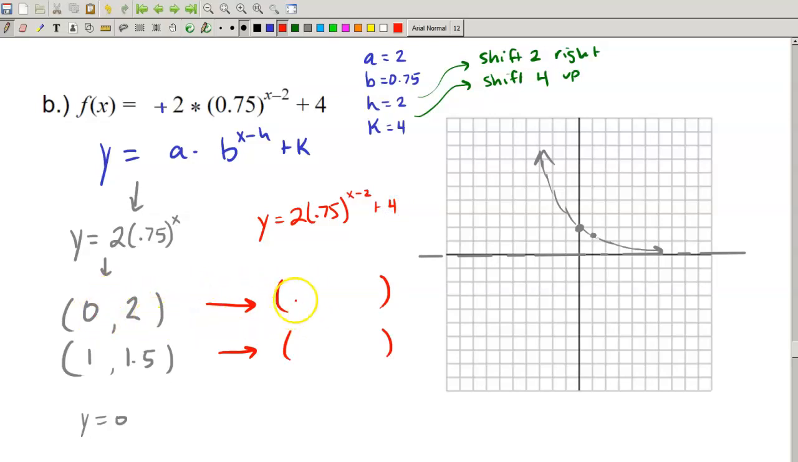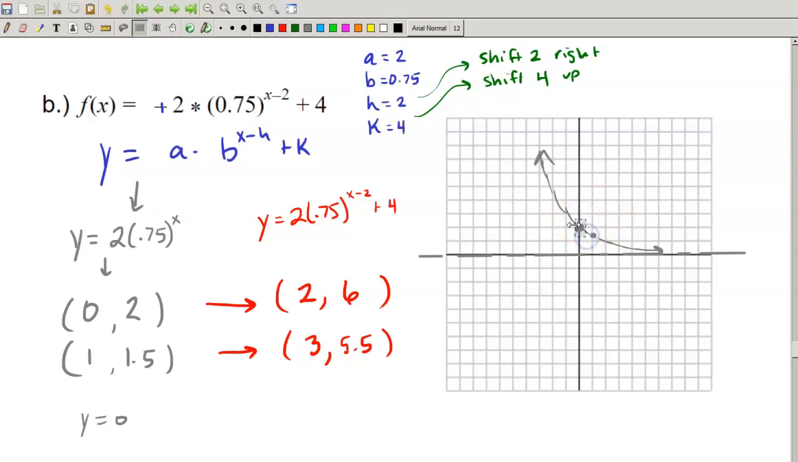So 0, 2, I'm going to add 2 to the x, so this becomes a 2, and my y value, which is 2, I'm going to add 4 to that, which becomes 6. And then for my second point, the 1 is going to become a 3, because I'm going to add 2. The 1.5 is going to become a 5.5. So there are my 2 new points translated.